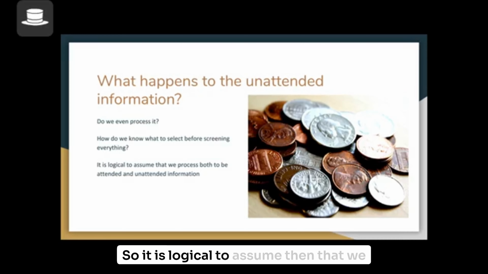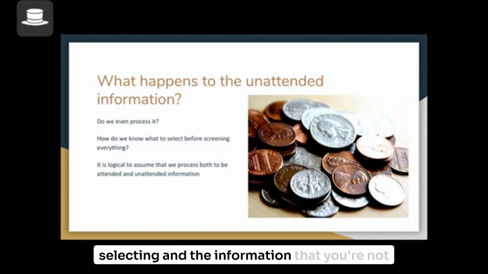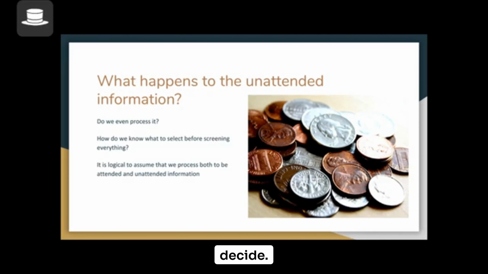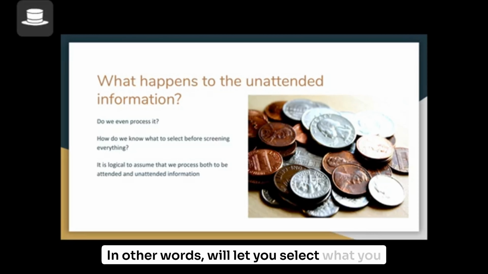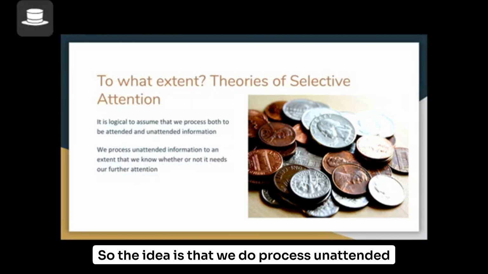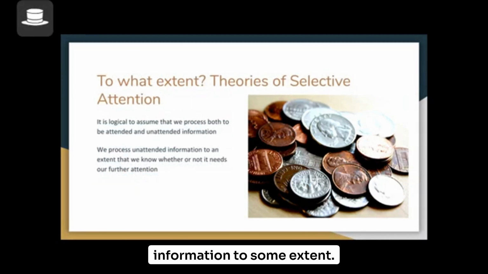So it is logical to assume then that we process both the information that you're selecting and the information that you're not selecting, because doing so alone will let you decide. In other words, will let you select what you want. So the idea is that we do process unattended information to some extent. The question is, to what extent?